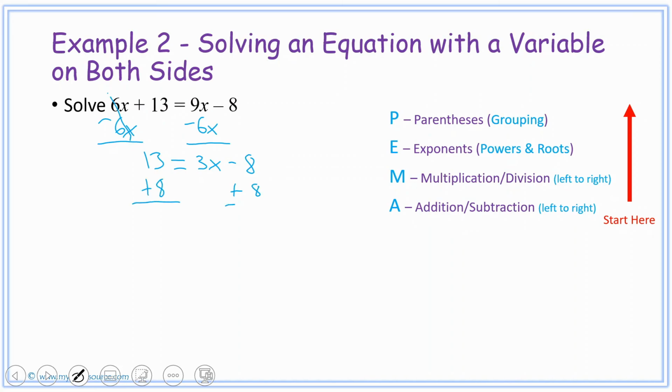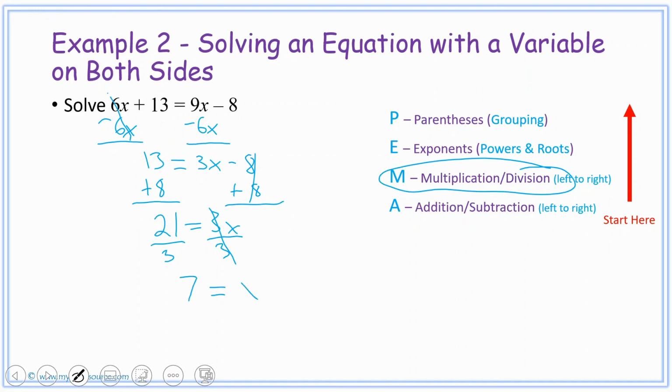All right, the 8's will cancel out, and 13 plus 8 is going to give us 21, and so we have 21 equals 3x. There's only one operation here, that's the multiplication division. 3x is 3 times x. Remember, we do the opposite operation, which is division, the same number we want to move, and what we do to one side, which is division by 3, we do to the other. And so the 3's cancel, 21 divided by 3 is 7, and you get x.